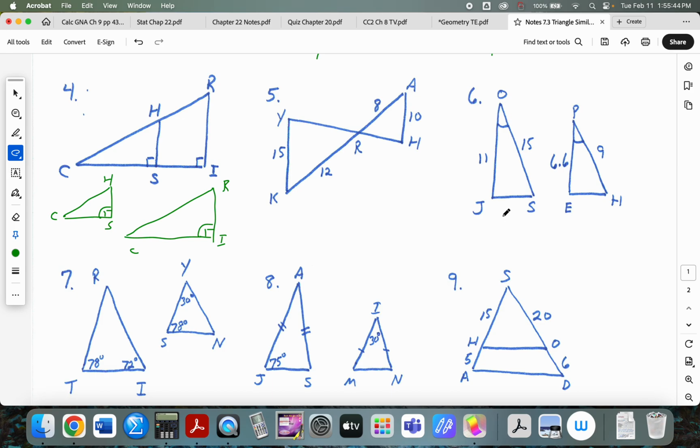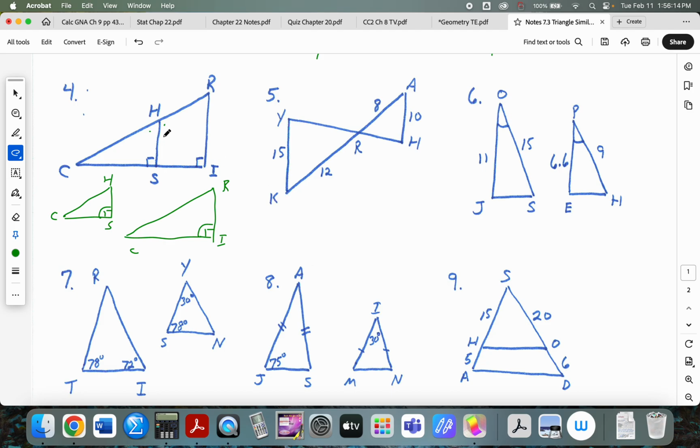But one pair of angles isn't enough, so I need something else. Is there anything else? Yes. Corresponding... which ones are you talking about? R and H. Okay. Well, first of all, I'm going to ask you which angle H. Do you mean this one or this one? The one, so would it be SHC?